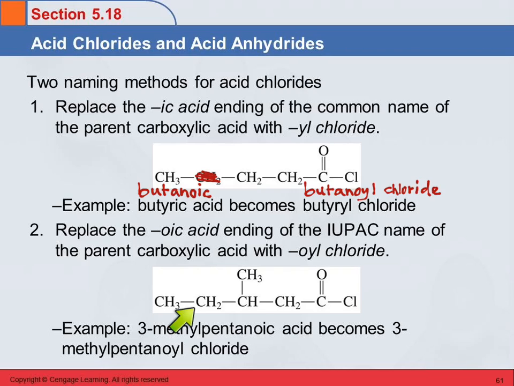And the other example here, if this had an OH here, it would be 3-methylpentanoic acid. Let's check that. 1, 2, 3. 3-methyl, 4, 5. Okay, so they got that one right. 3-methylpentanoic acid. So you take off the oic acid and replace it with oyl. So 3-methylpentanoyl chloride. Any questions?